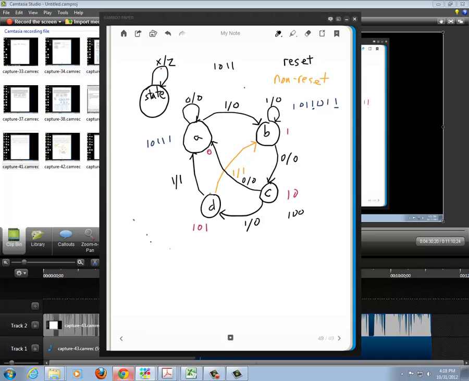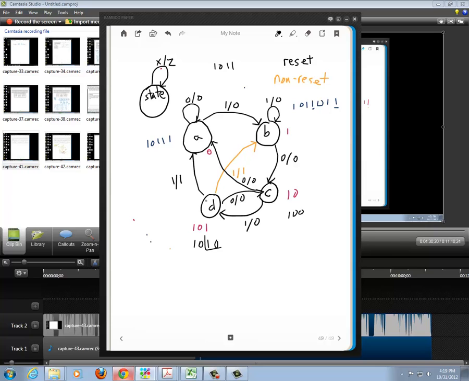What happens if we get a 0? We got to D by having a 1, 0, 1. So if we get a 0, that means we want to go to the state that represented our 1, 0, because that's what we would have right here. So then this transition is a 0, 0 for both the reset or non-reset cases.